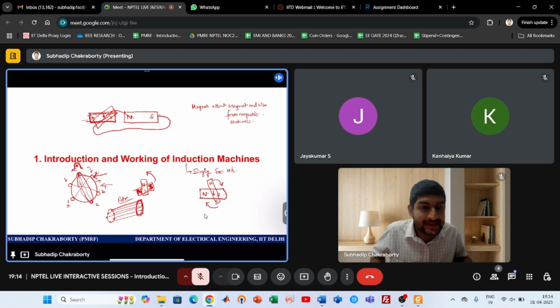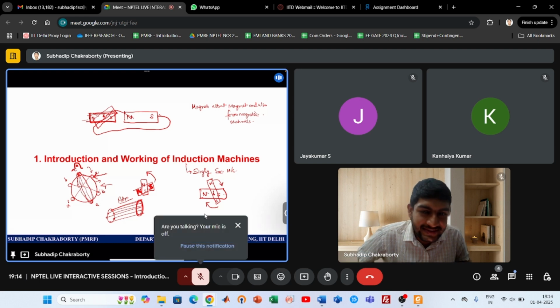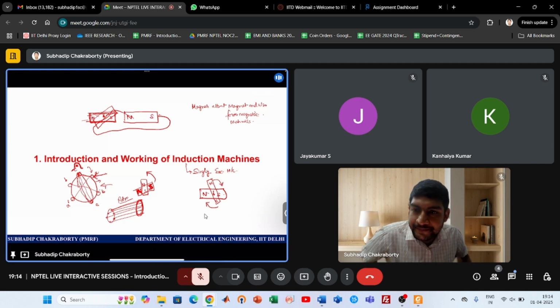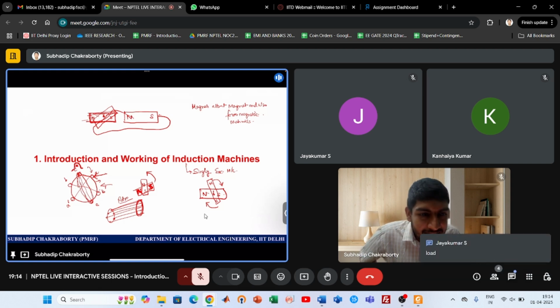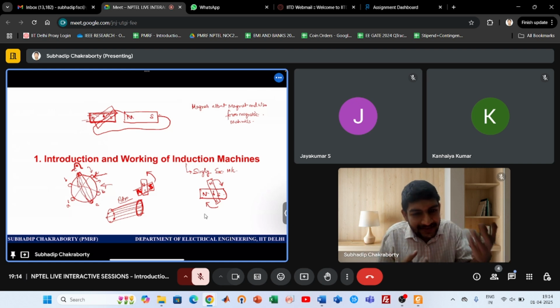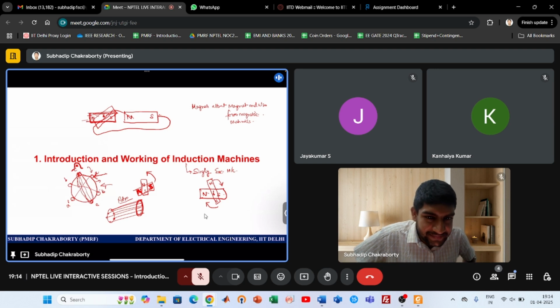Rotor does nothing, but what do we need the rotor for then? If the rotor is not creating the field, neither is it handling the power, then what do we need the rotor for? Any idea? Field is also created by the stator. Power is also handled by the stator. So what is the rotor for? See, the rotor is connected to the shaft and it rotates the load. That is a purpose. Okay. But what else is it doing?